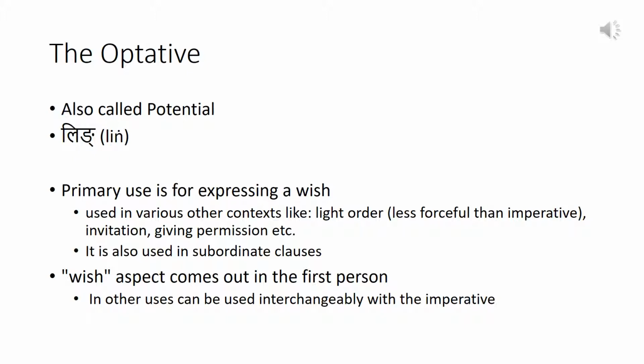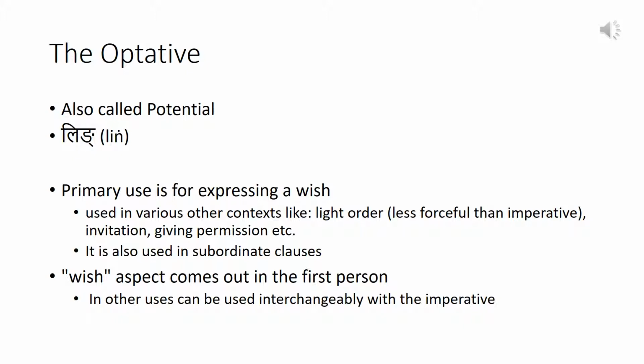The optative mode is also called the potential mode. It is called lin by the Sanskrit grammarians. Though the primary usage is for expressing a wish, it is used in various other contexts like light order, less forceful than imperative, invitation, giving permission, etc. It is also used in subordinate clauses.